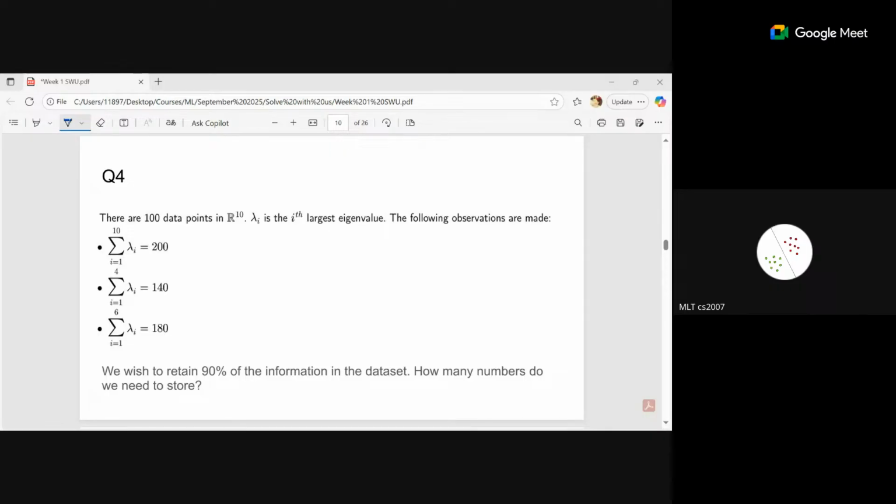This data set has 100 data points in it, and each of these belongs to R10. So it is more like the data set that you have is X1, X2, so on till X100, right? And each of these Xi is in R10. Got it.